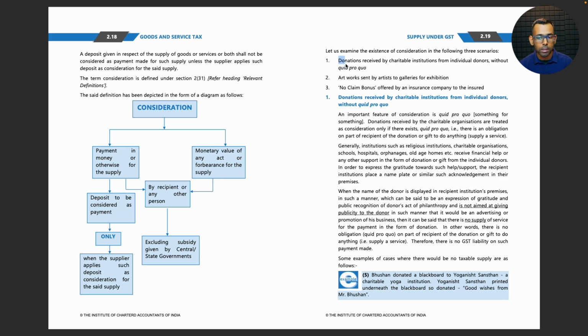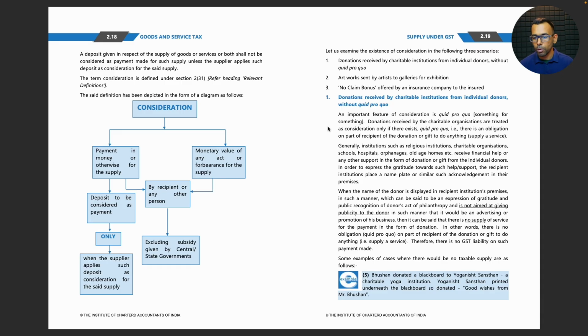So these are just 3 illustrative scenarios. Now they are saying that will they apply as consideration or not? Okay, let us see them in detail. Donations received by charitable institutions from individual donors without quid pro quo. Okay, an important feature of consideration is quid pro quo, something for something.